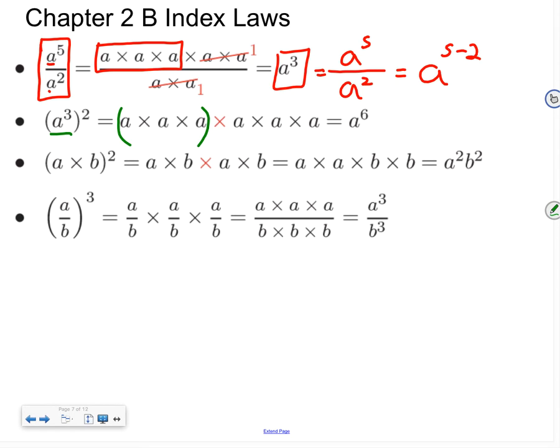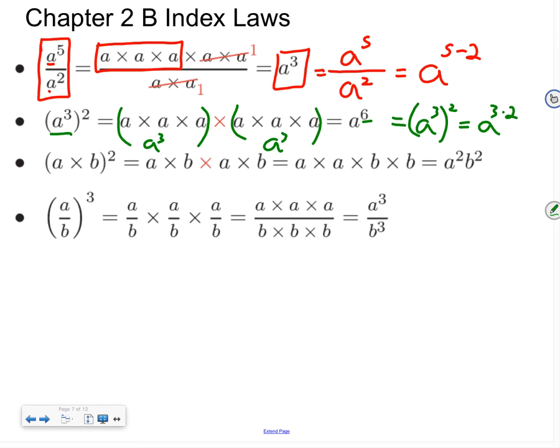So a cubed squared, well, if we're squaring something, we're multiplying it by itself. So this is representing a cubed, and this is representing a cubed because it's squared. Well, altogether, how many a's are we multiplying together? That's 6. So if we wanted to simplify this, a cubed to the second power is equal to a to the 3 times 2, where we can multiply those indices.